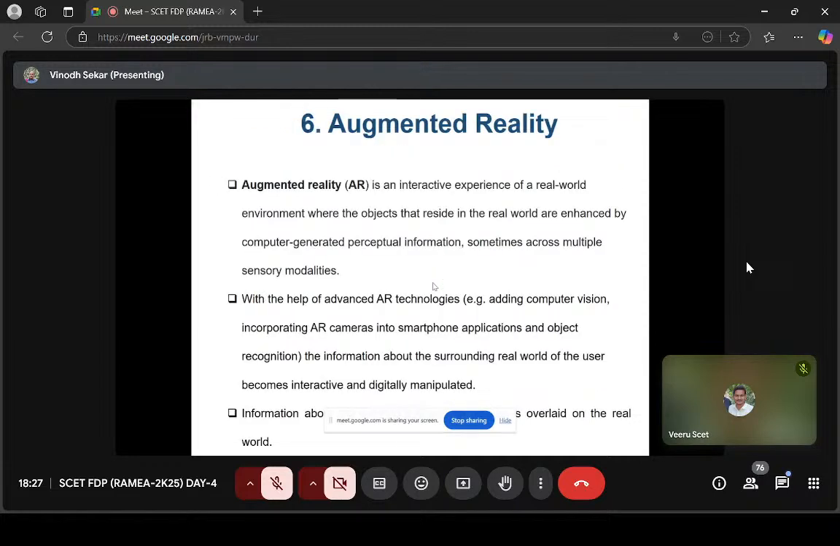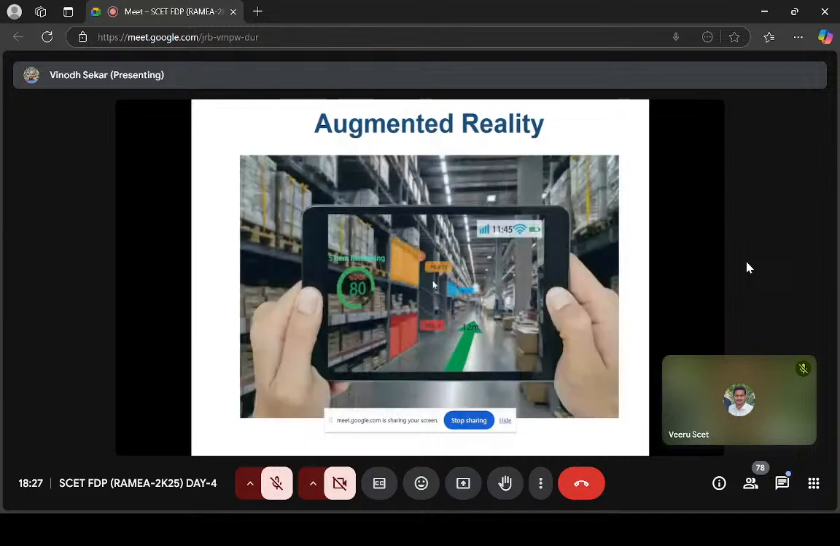Next comes the role of AR, augmented reality, and further we do have VR, virtual reality systems. These AR systems provide an interactive experience wherein the objects that reside in the real world are totally improved by computer generated information. These AR technologies can be incorporated into smartphone based applications. They provide an interactive experience for the user.